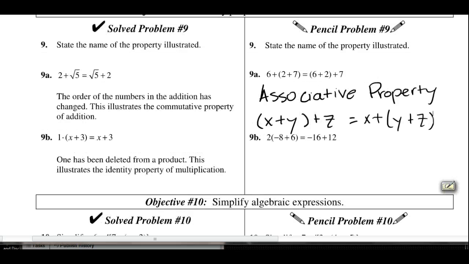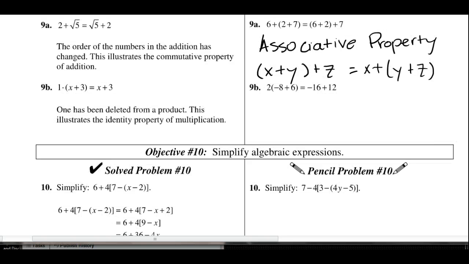Okay, how about the next one? So this is a really important property. So what happened here on the left side and right side? We could check by adding inside the parentheses and using order of operations. So we know that negative 8 plus 6 is negative 2. Negative 2 times 2 is negative 4. On the right, we see that negative 16 plus 12 equals negative 4 also. So both expressions are equivalent.